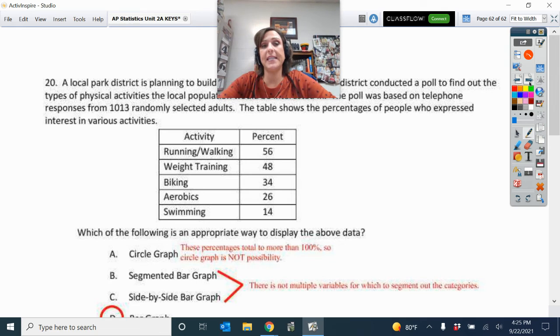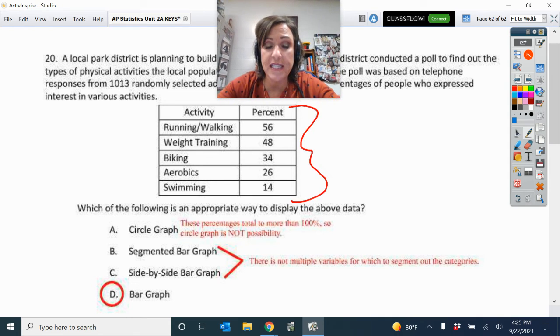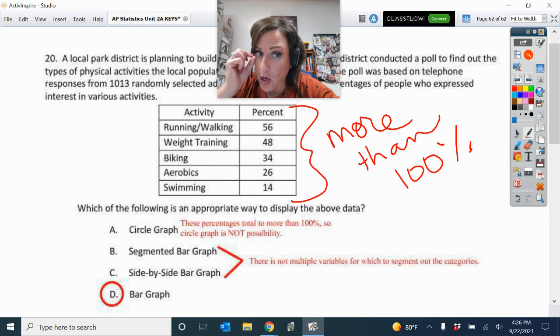All right, 20. So this is interesting. Let's talk about this. So we have got percents here, and these percents total up to more than 100%. What that tells me is that some people do more than one of these activities. So some people run, walk, and bike also. So there's people counted in more than one category. That means they cannot be represented as a circle graph.